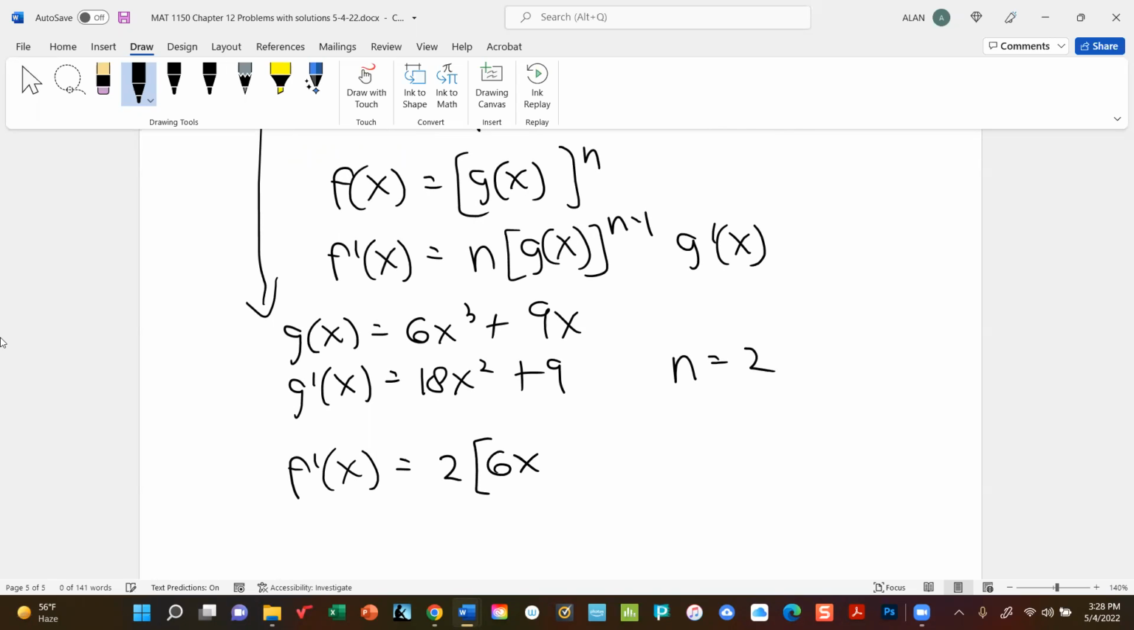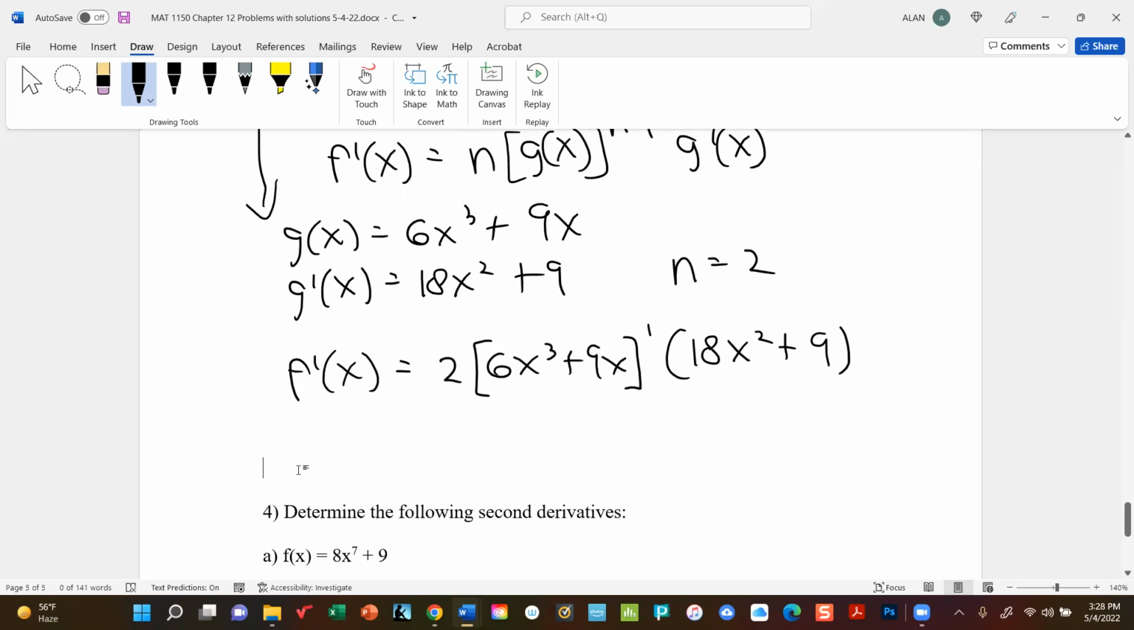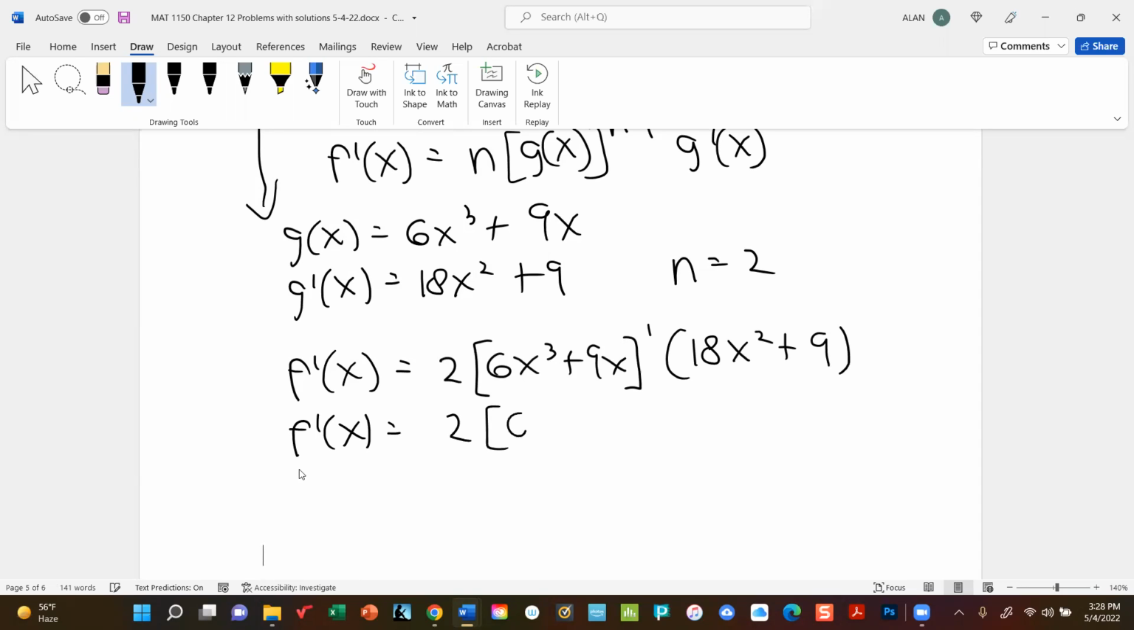Okay, so I have 2 times the original g of x, and the exponent is n minus 1, which in this case would be 1. And then you'll have g prime of x, which is 18x squared plus 9. Now, of course, we don't really need that. If you want to simplify it a little, you don't really need that 1 there. And that's it, you're done.